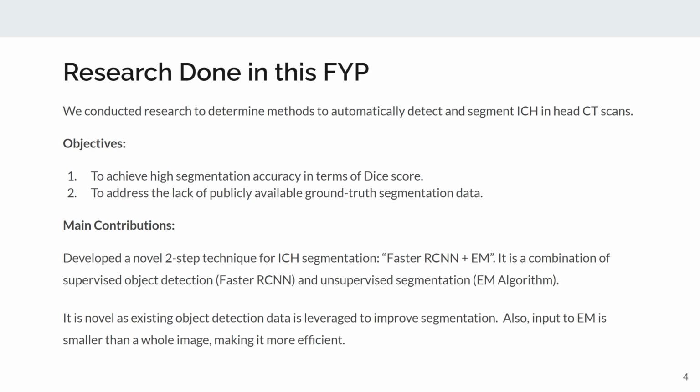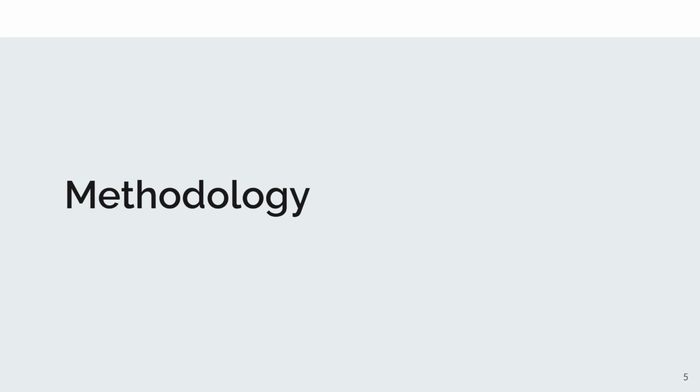Objectives were to achieve high segmentation accuracy in terms of dice score and to address the lack of publicly available ground truth segmentation data. The main contributions were that we developed a novel two-step technique for ICH segmentation called Faster RCNN plus EM. It is a combination of Faster RCNN object detection and segmentation using the EM algorithm. It is novel as existing object detection data is leveraged in order to improve segmentation, and also the input to EM is smaller than the whole image, making it more efficient.